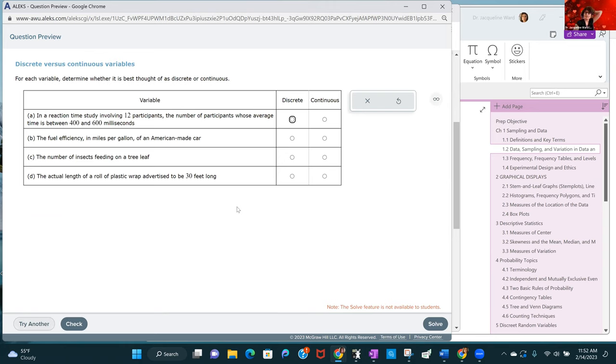All right. In a reaction time study involving 12 participants, the number of participants whose average time... So here we're looking at the number of those 12. So that's going to be a discrete number between 0 and 12. The fuel efficiency in miles per gallon of an American-made car. Again, normally car dealerships round up, like, yeah, this car gets 26 miles per gallon. But in real life, it could be 26.378 or whatever.